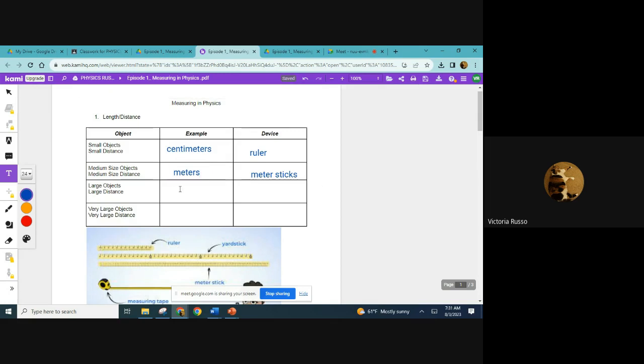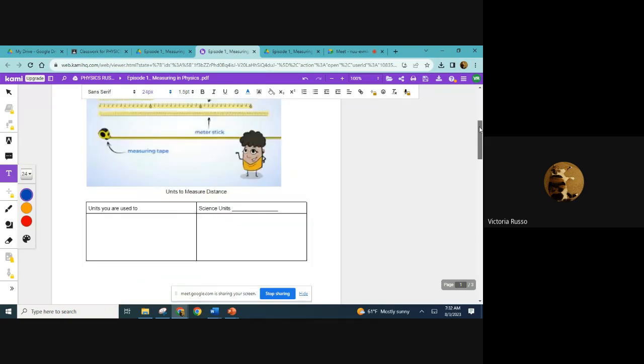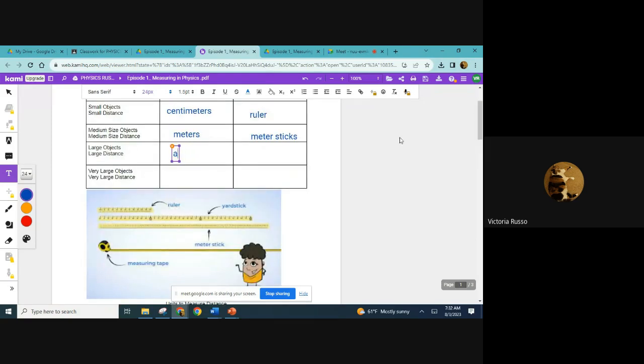Now, if you have a pretty large distance, so maybe the length of a room, you tend to use a tape measure, which I just bought some. And tape measures also measure in meters.